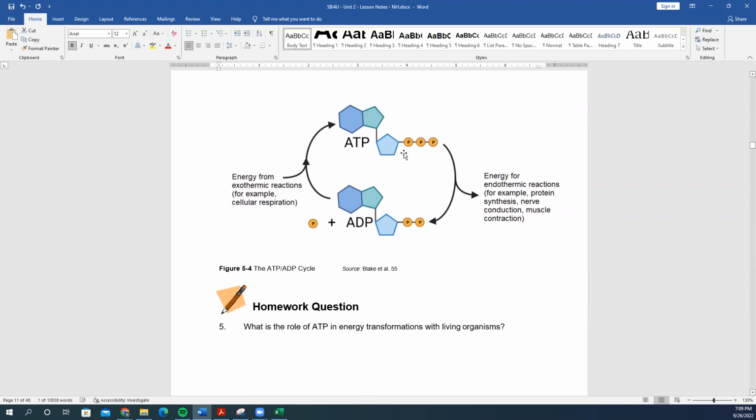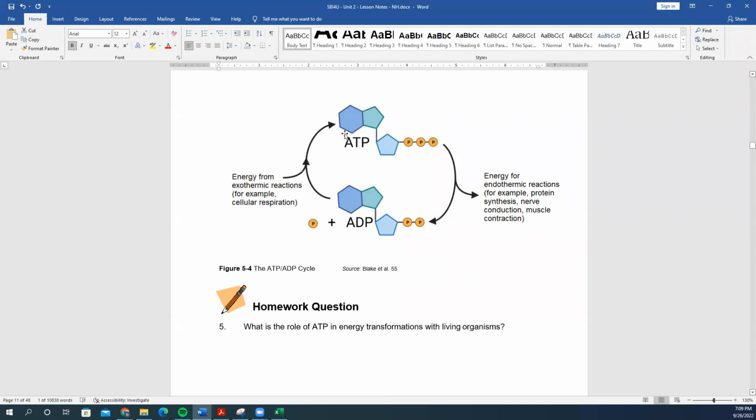Yeah, so you have this ATP molecule cycling between ADP, releasing the inorganic phosphate, and as such, releasing energy to be used for other types of reactions, for example, to make proteins, to conduct nerve signals, to contract muscles. And once you have this ADP, you can add the inorganic phosphate back to it and in a way recharge it, ready for another cycle of energy release.